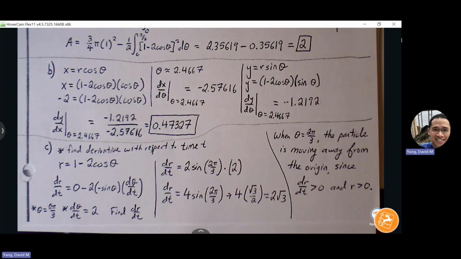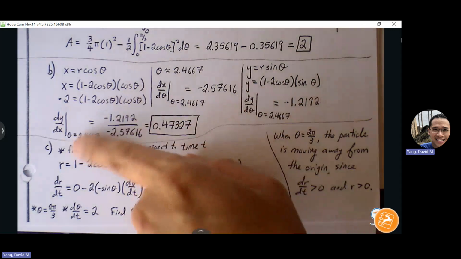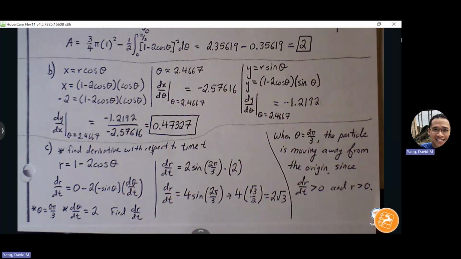And once you have your theta, then you can find dx d theta, and then build your y. And then from y, you can build your dy d theta. And once you have your dx d theta and dy d theta, you can find dy dx by dividing the respective numerator and denominator slope portions to get the overall slope with the x and y components combined.